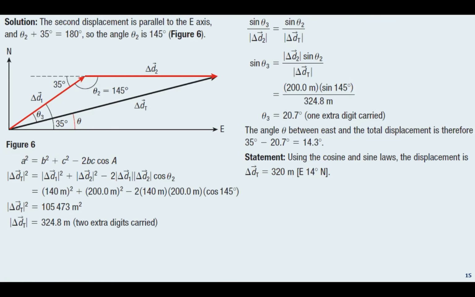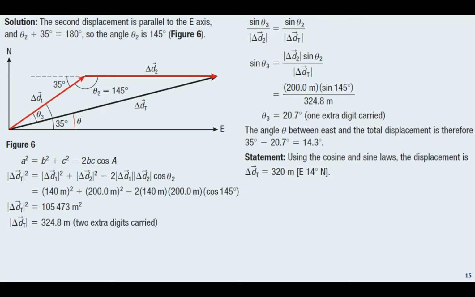which is 140 meters squared plus 200 meters squared minus 2 times 140 meters times 200 meters times cosine 145 degrees. Then we can solve: delta DT squared is around 105,473 square meters. Then the magnitude of delta DT is the positive square root of this number, which is around 324.8 meters.